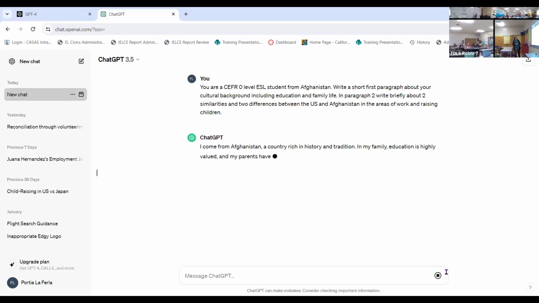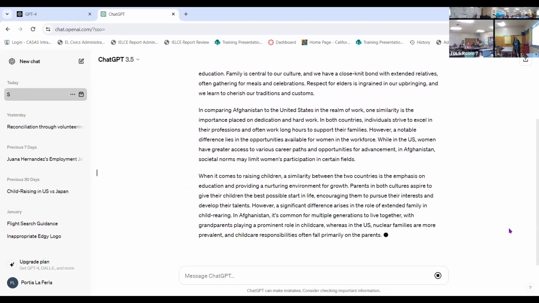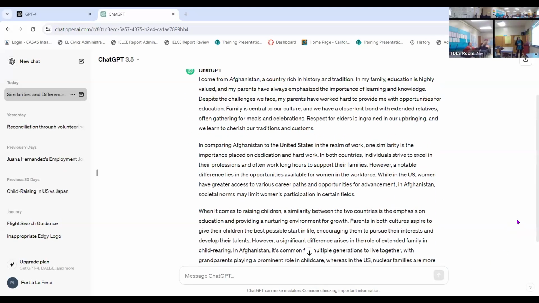It took about 5 seconds and it immediately comes up. And that's level 0, you probably couldn't read the level. So, you know, it gave us something. I come from Afghanistan, a country rich in history and tradition. It has so much information, it doesn't know how to cut it down.